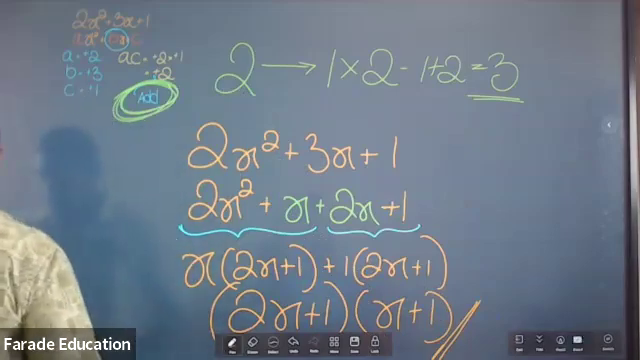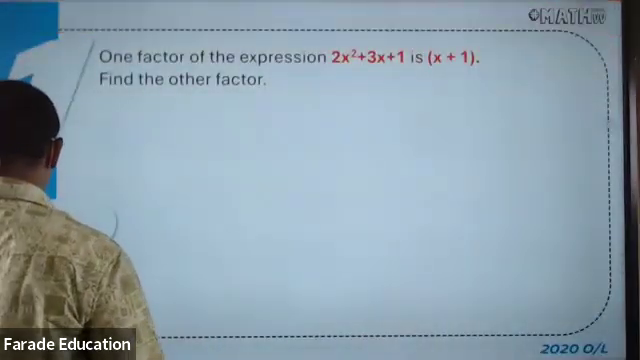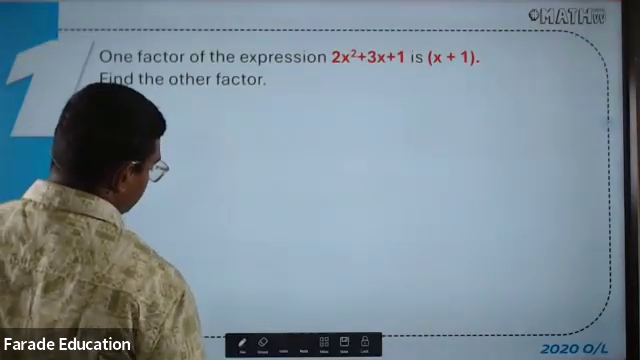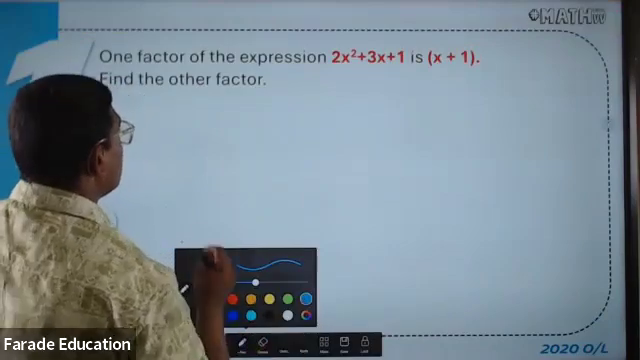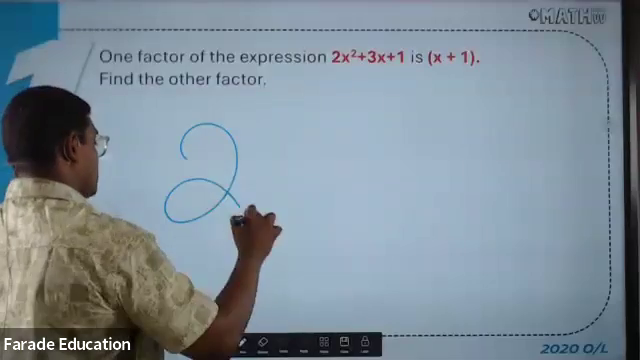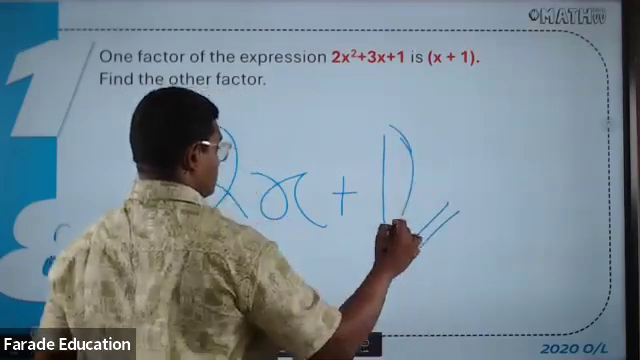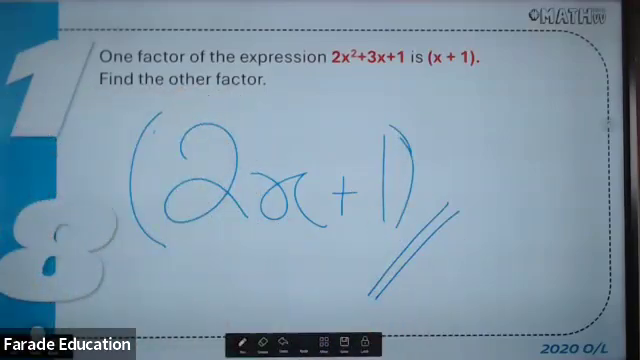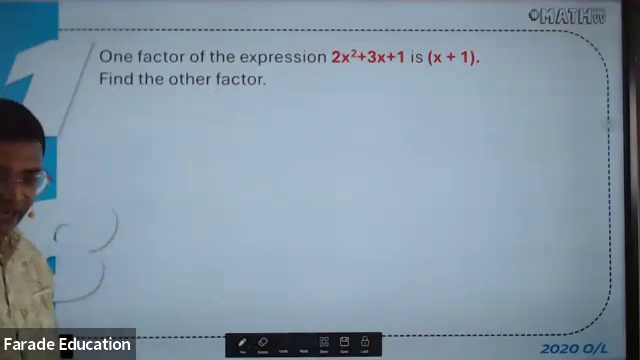So we'll go for the question now. So what have they said in the question? 2x squared plus 3x plus 1, x plus 1 is a factor. So what is the other factor? 2x plus 1. That is the other factor. This is the answer. That means definitely now we have to factorize and find it.